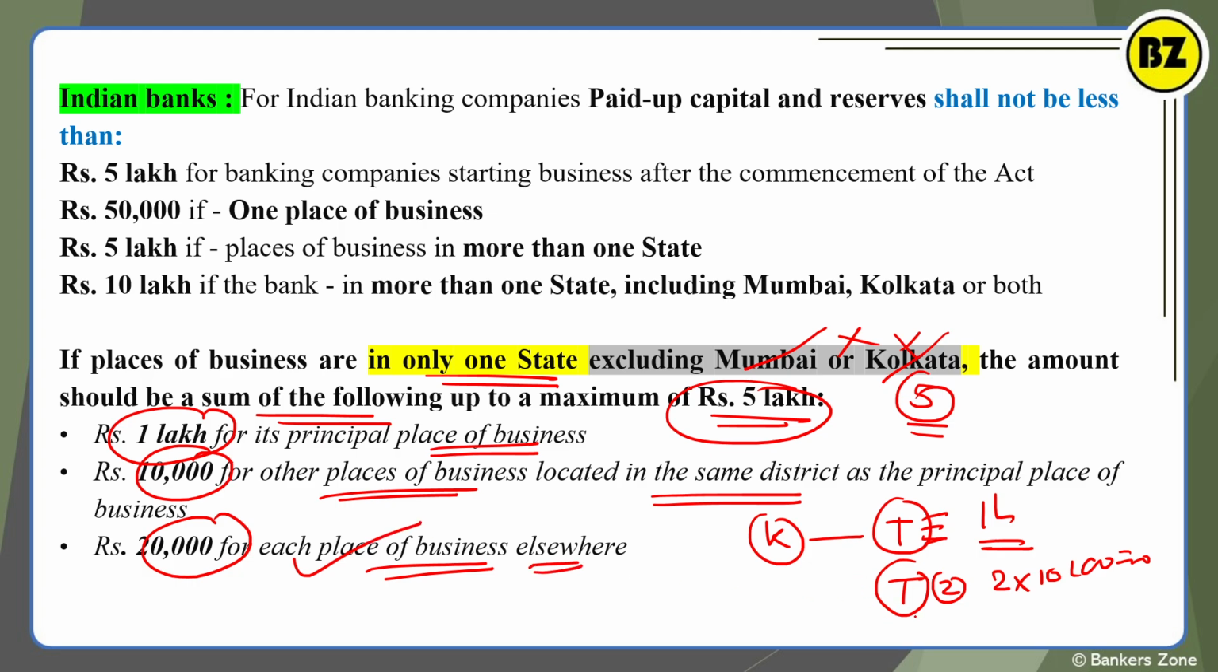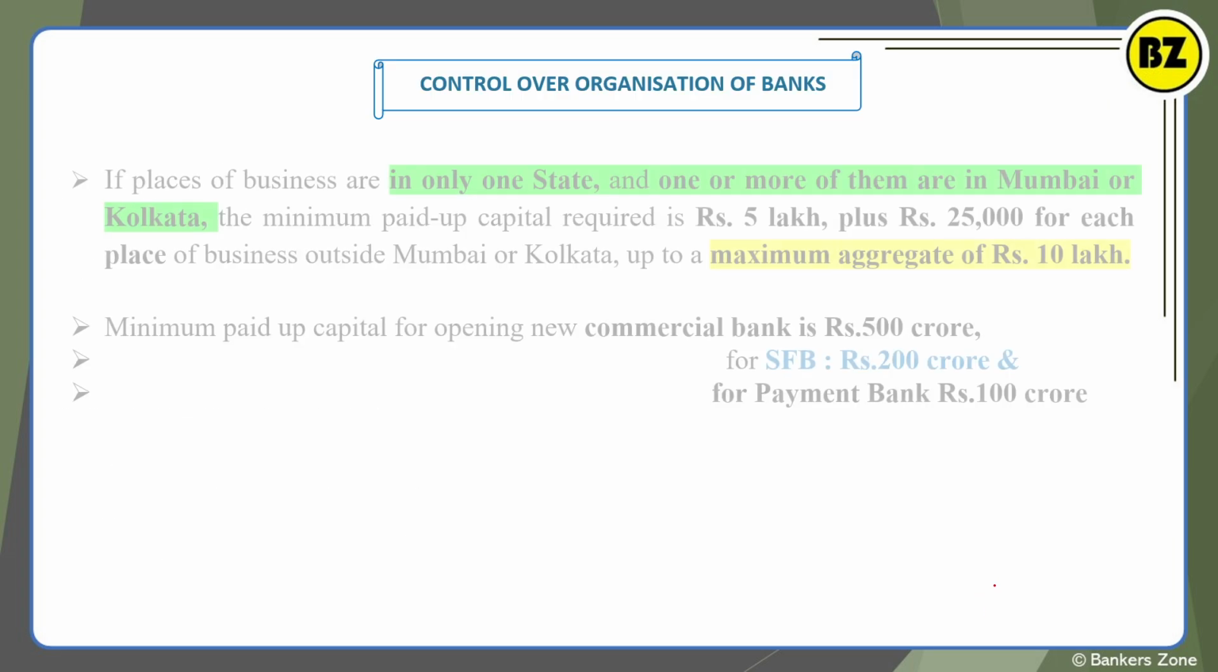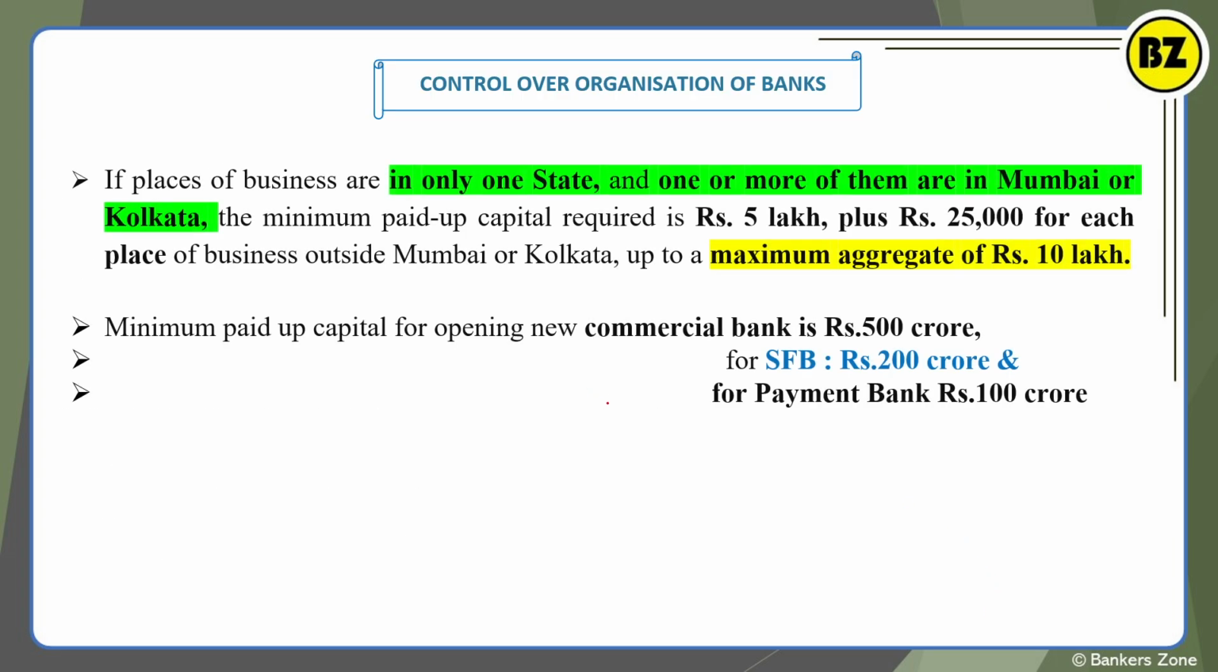Apart from that, you are having a branch in a nearby district, say Ernakulam, and there you are having again 3 branches. So for that 3 into 20,000, right? So this is what the guideline of RBI says. Okay, so that is what you have to remember from the exam point of view. Now see, through an example you will get a better idea.